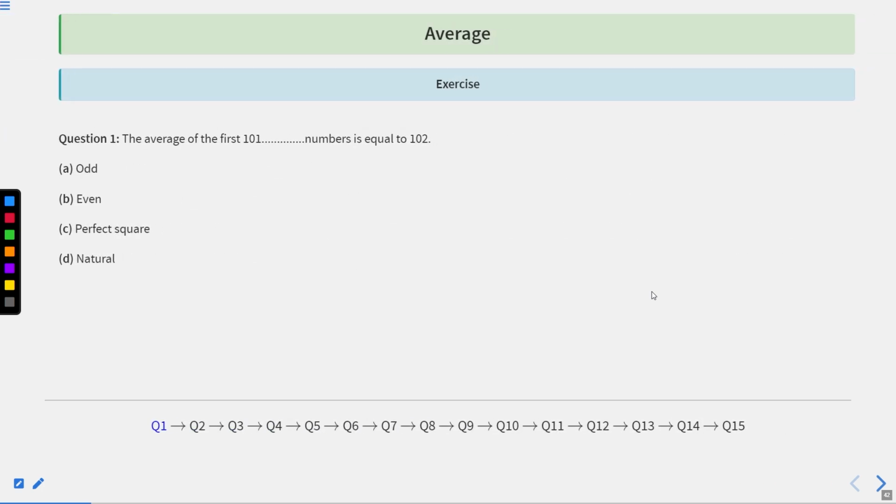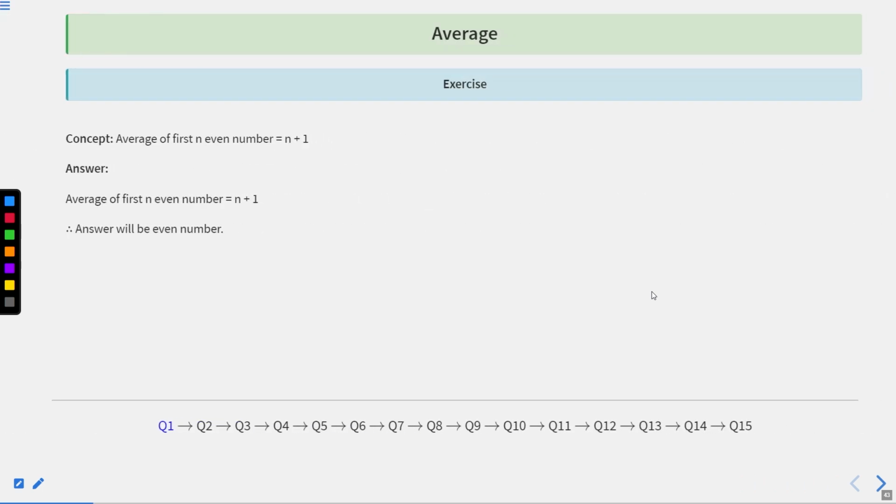So, question number 1. The average of first 101 dash numbers is equal to 102. So this is a fill in the blanks question and we have to identify whether it is odd, even, perfect square or natural numbers. We are actually taking first 100 numbers. What kind of 100 numbers should I take? Its average is such that its average is 102.